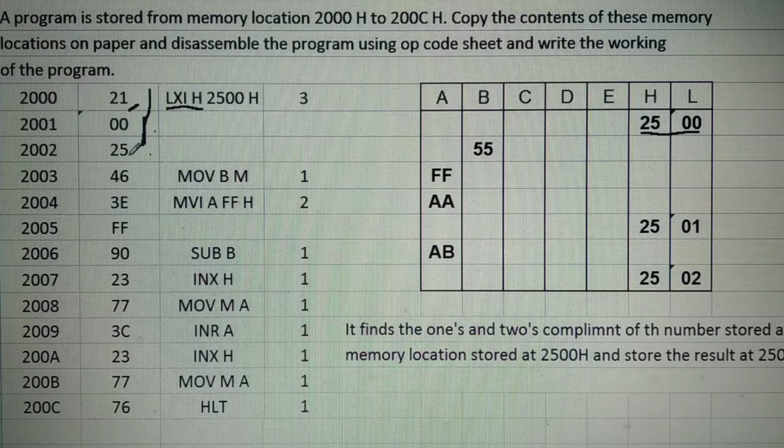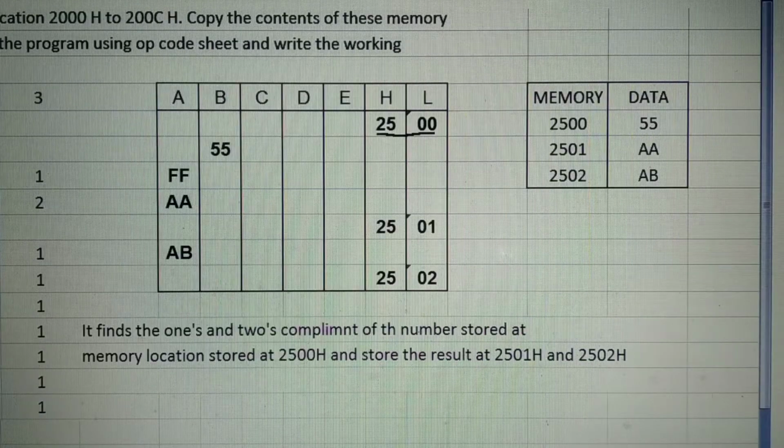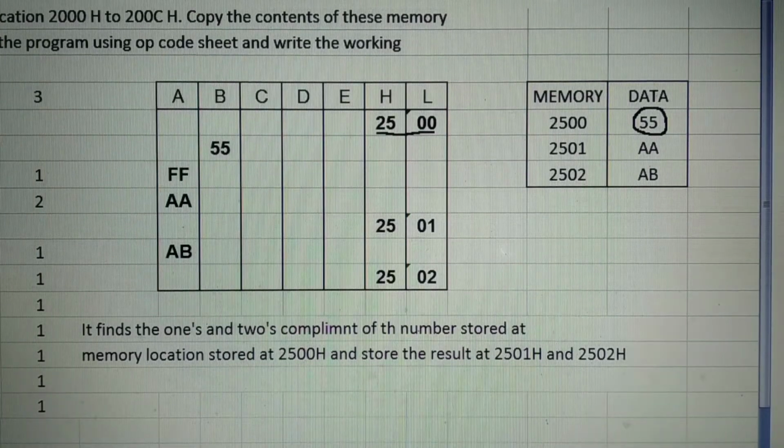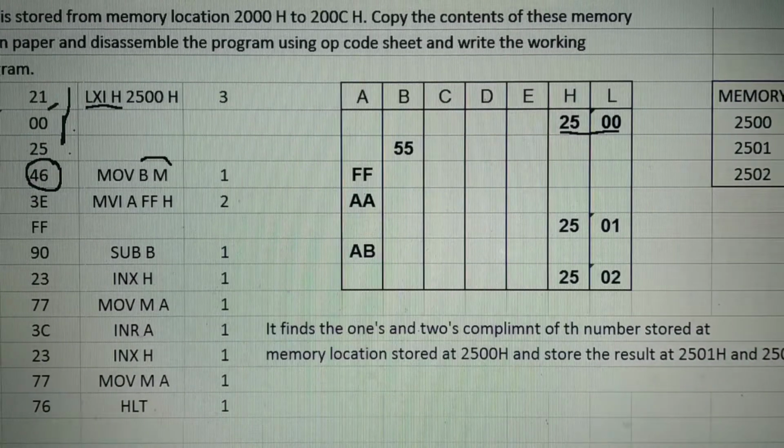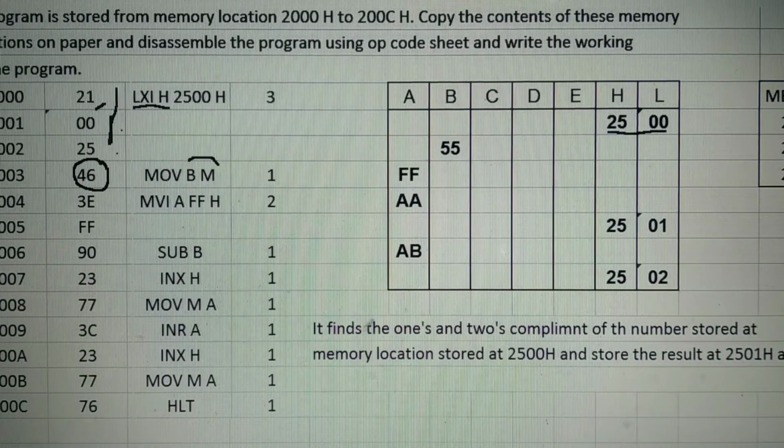It means the next instruction will be at 2003: 46. For operation code 46, the instruction is MOV B,M. Whatever number is at that memory location, you have to transfer that number to register B. Here, at that memory location, the number 55 is there. You bring that number to register B, so the content of register B becomes 55. This is a 1 byte instruction.